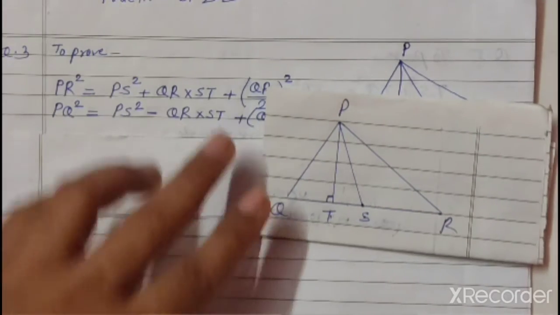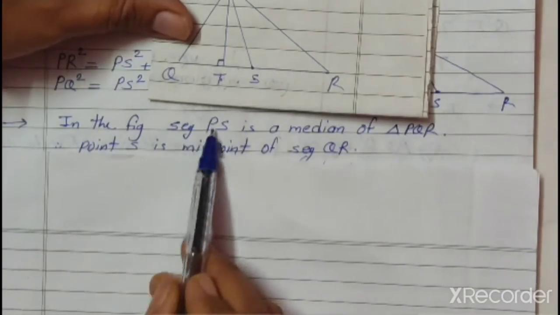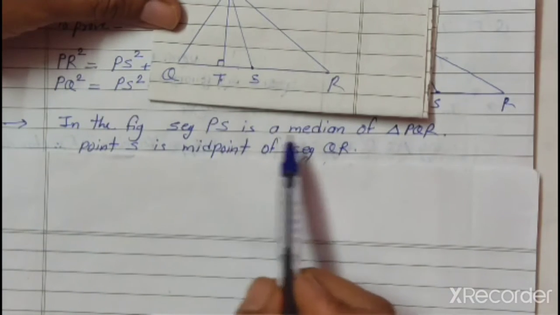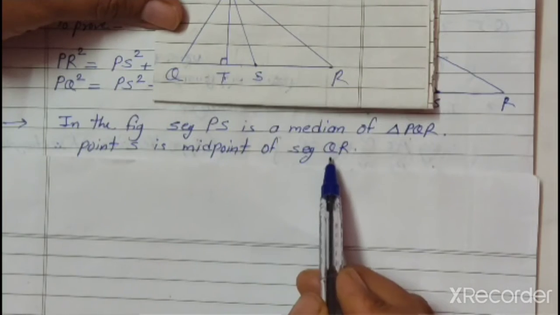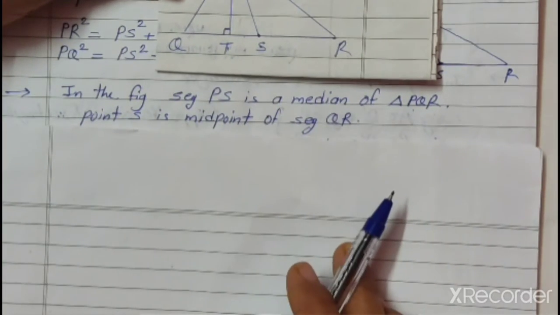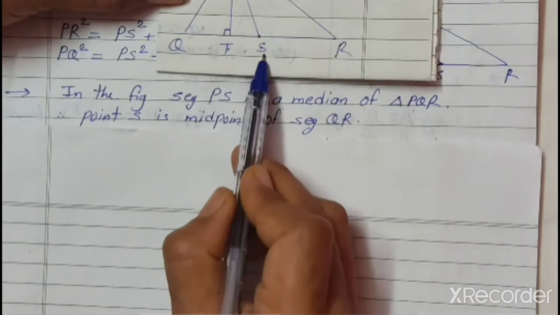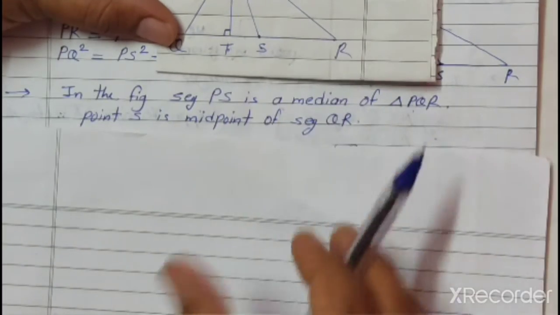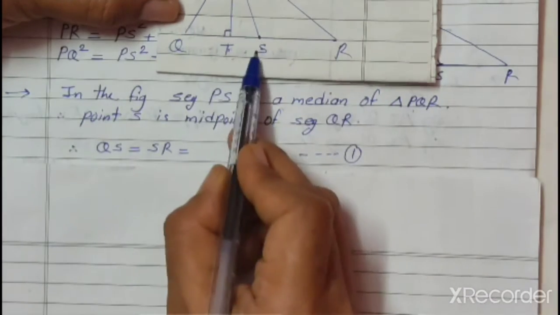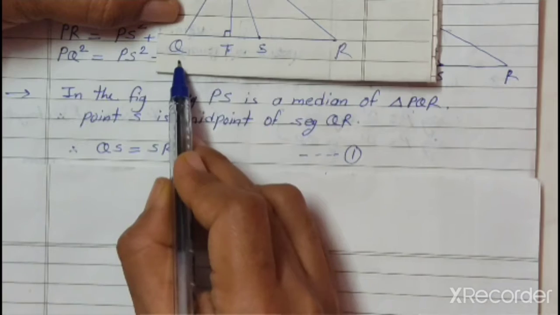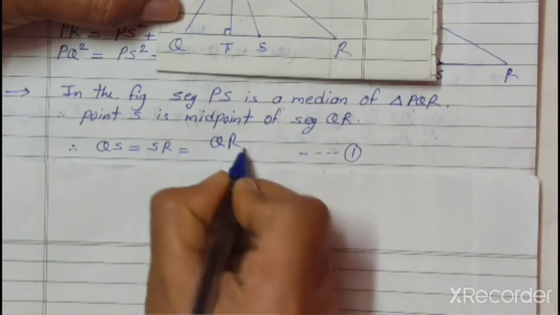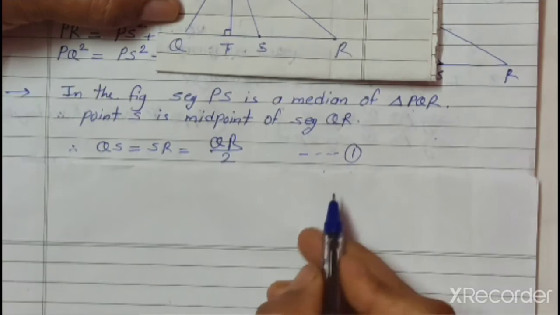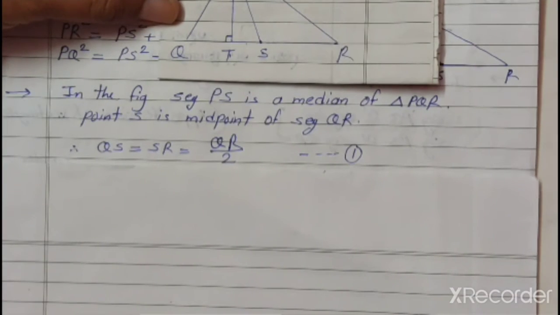S is a midpoint. So here in this figure, segment PS is a median of this triangle, therefore S is a midpoint of segment QR. If it is a midpoint, then you can say that QS is congruent with SR. And if you compare these two segments with this whole base QR, then each is half of QR. This is equation number 1.